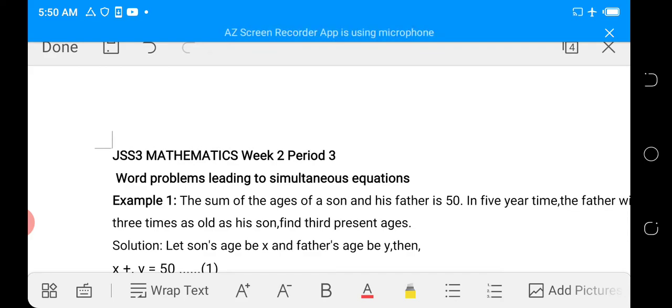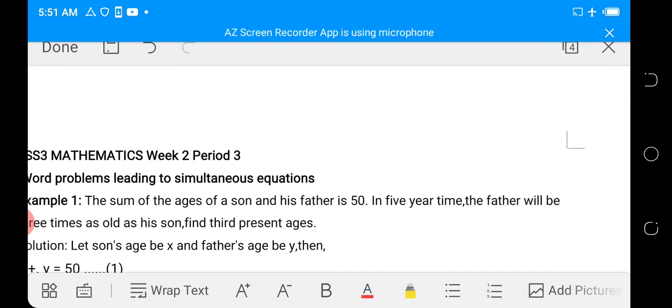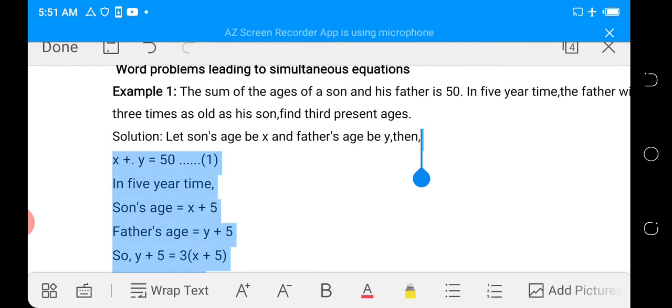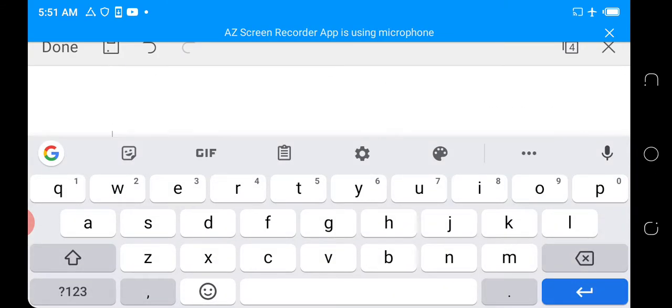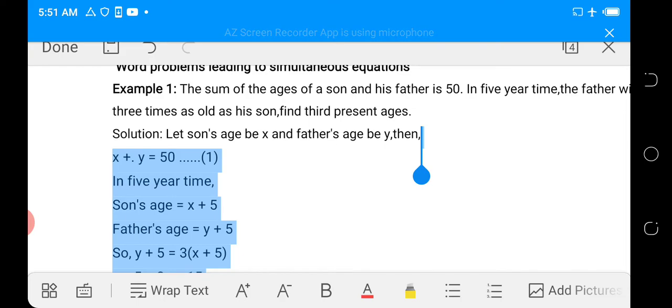Example 1. The sum of the ages of a son and his father is 50. In 5 years' time, the father will be 3 times as old as his son. Find their present ages. The question again. The sum of the ages of a son and his father is 50. In 5 years' time, the father will be 3 times as old as his son. Find their present ages.